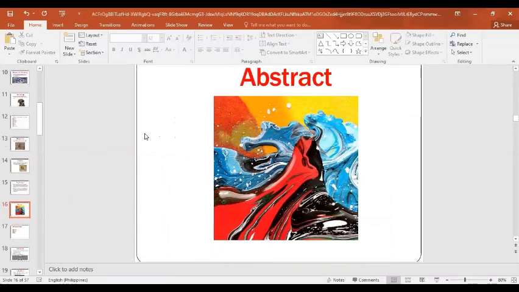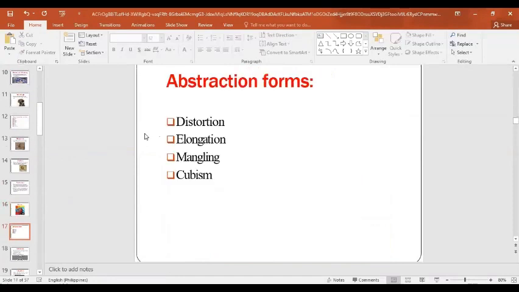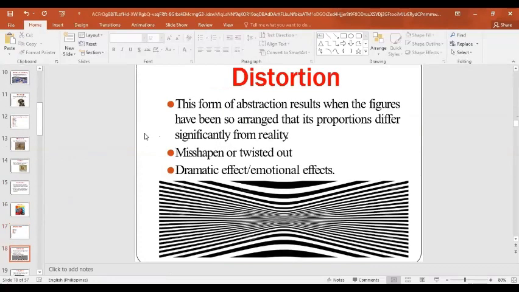So next tayo. So abstraction may take the following forms. First, we have distortion, elongation, mangling, and cubism. So when we talk about distortion, this form of abstraction results when the figures have been so arranged that its proportions differ significantly from reality. So this is manifested when the subject is misshapen or it can be twisted out just like this one.